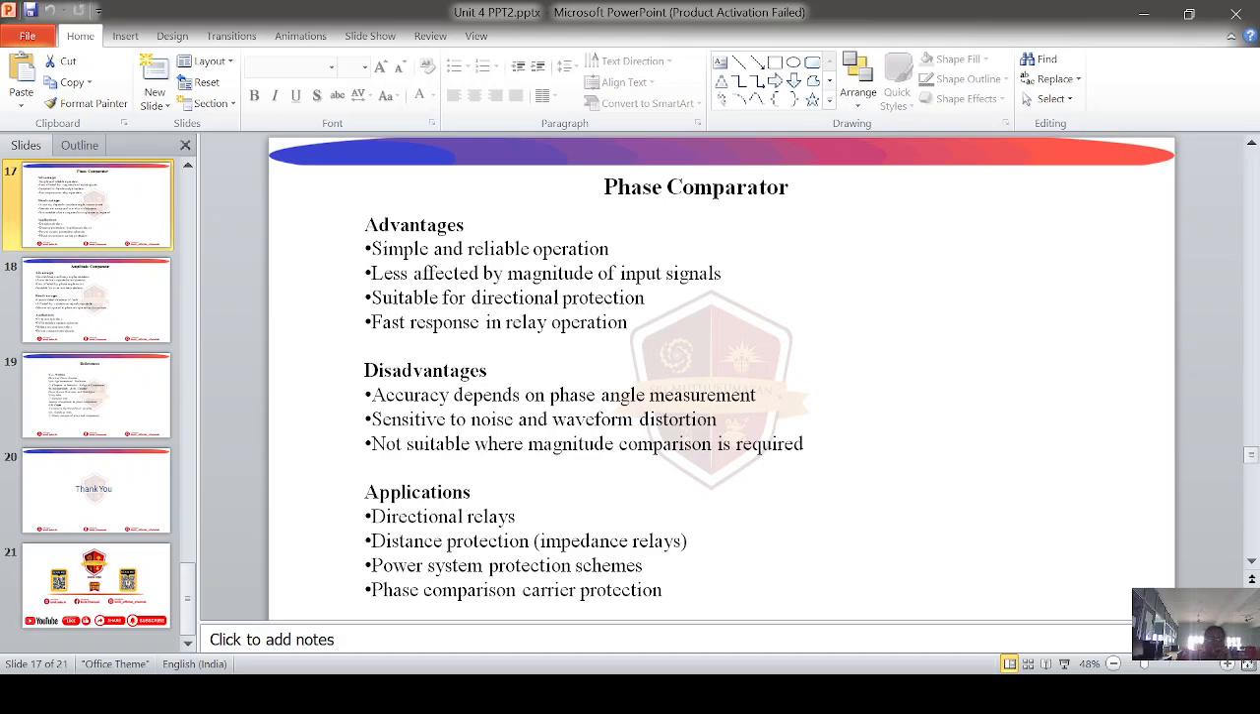Disadvantages. Amplitude comparator is simple and accurate for magnitude comparison. It is suitable for overcurrent protection. However, it cannot detect direction of fault. It may be affected by signal variations. Applications are directional relays, distance protection, power system protection schemes, and phase comparison carrier protection.